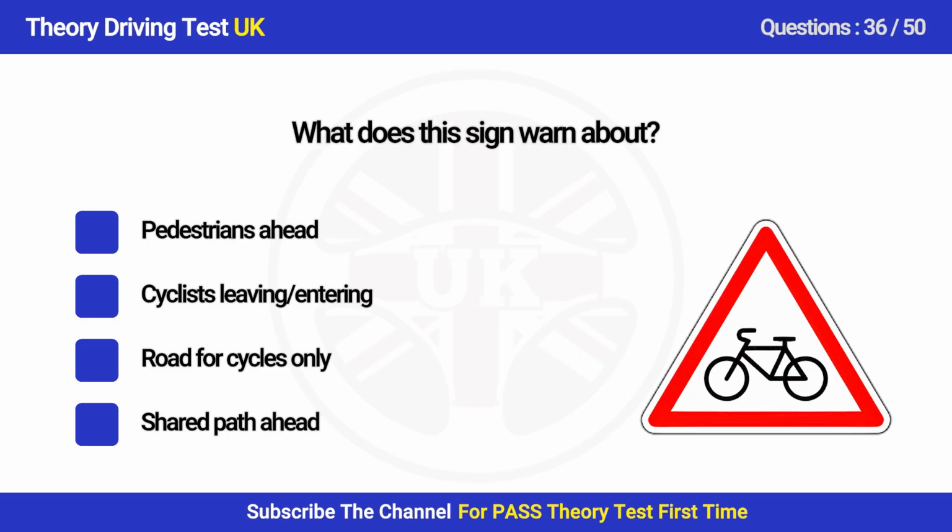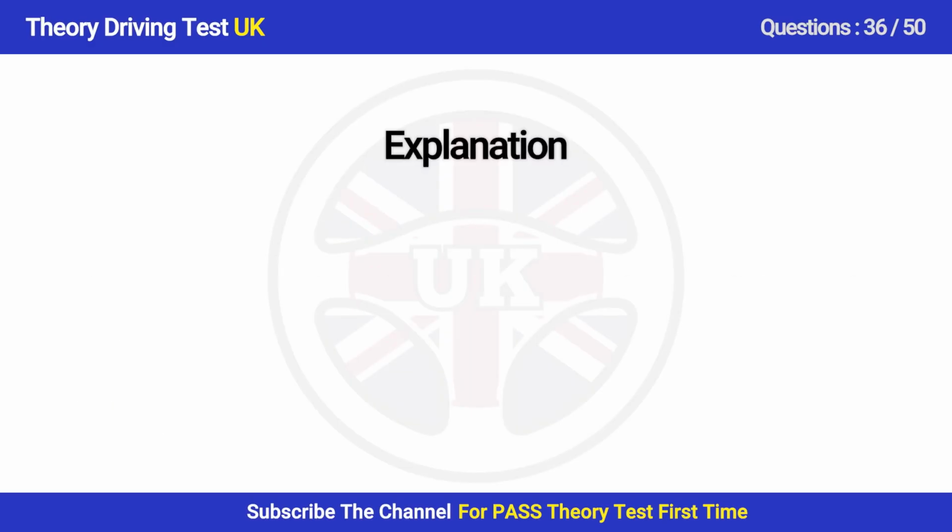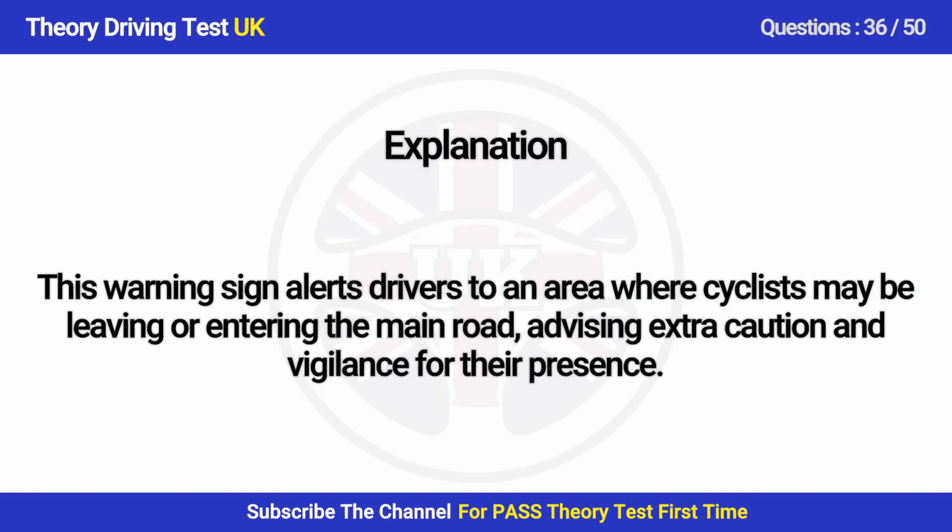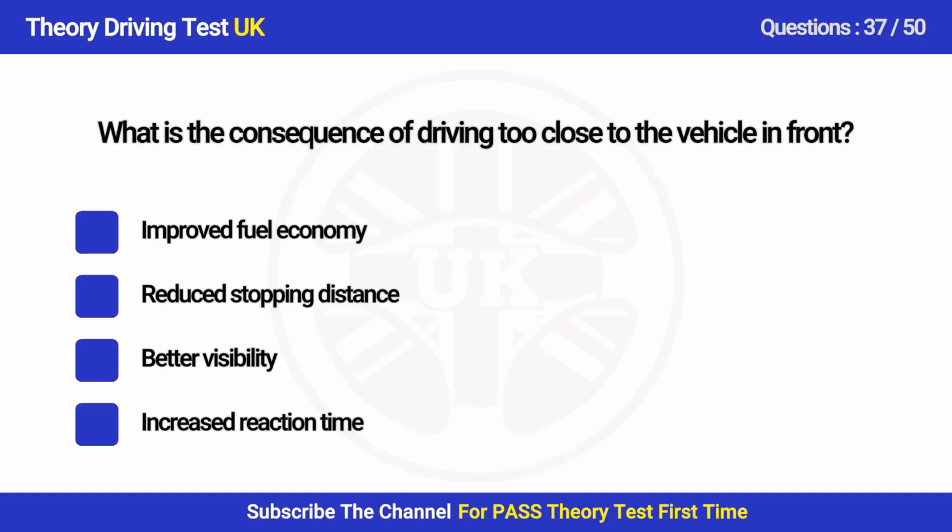A. Pedestrians ahead. B. Cyclists. C. Road for cycles only. D. Shared path ahead. Answer is B. Cyclists. This warning sign alerts drivers to an area where cyclists may be leaving or entering the main road, advising extra caution and vigilance for their presence. Question 37. What is the consequence of driving too close to the vehicle in front?